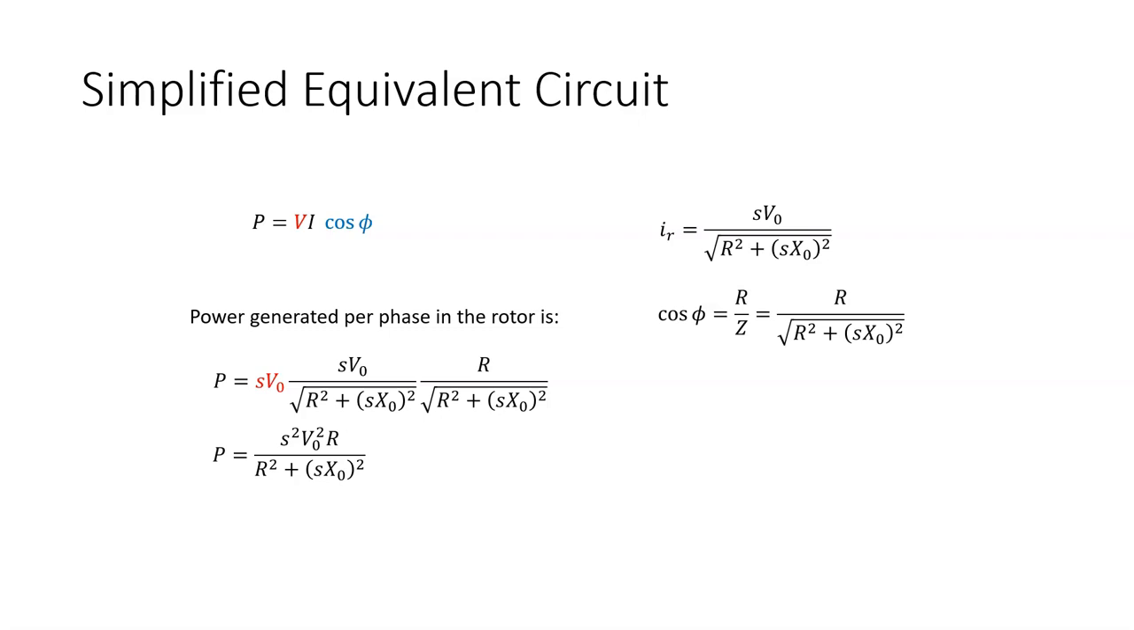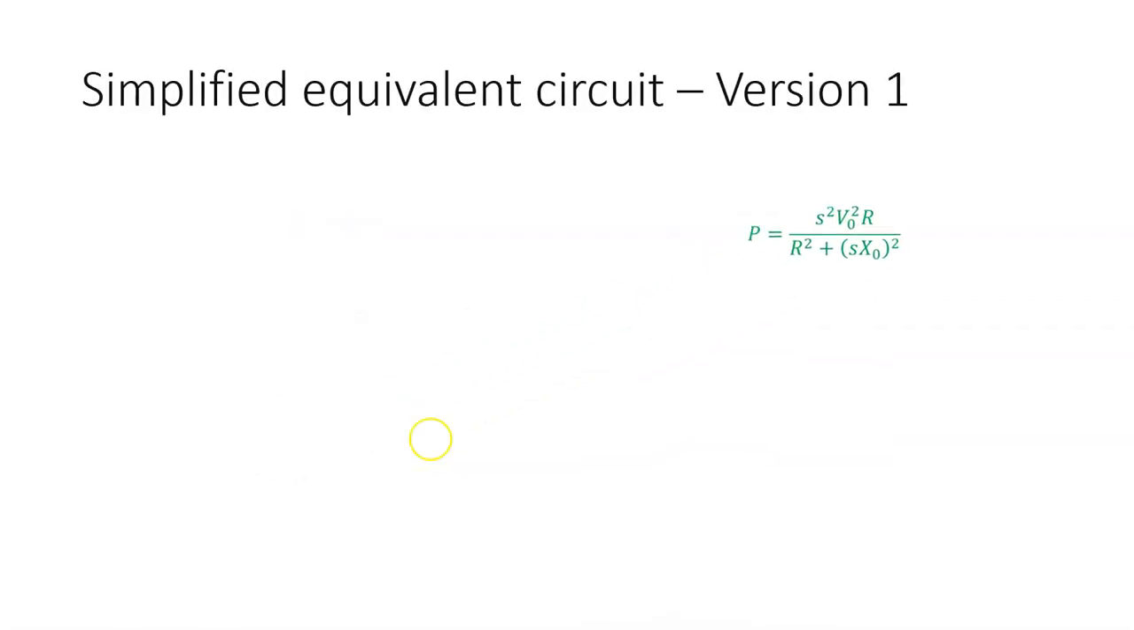Okay, so the power in an AC circuit is V times I times cosine phi, this being the power factor. Well, V, we saw, is SV naught. I, we've just seen, is the voltage, SV naught, divided by the impedance, the square root of R squared plus (SX naught) squared. And cosine phi, the power factor, is R over Z, which we've already stipulated. So when we multiply them out, we get an expression here for the power. So I'm going to put that over to one side.